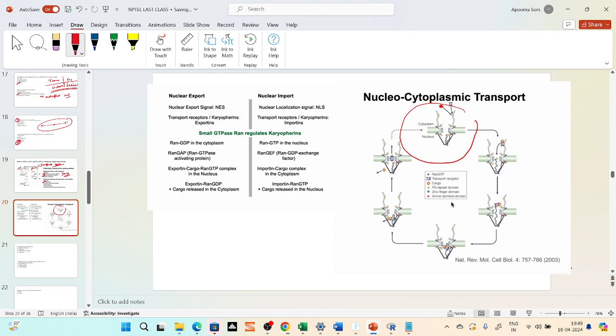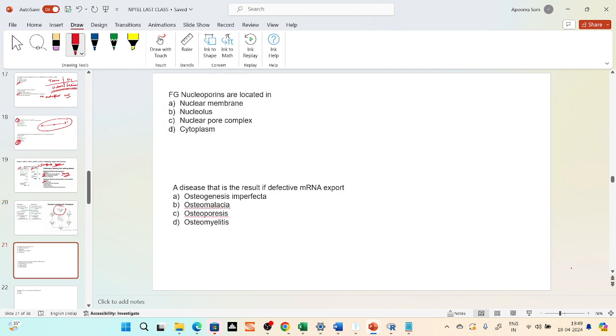That means this FG repeat domain, where is it present? It is present in the nuclear pore complex. So these FG nucleoproteins are present in the nuclear pore complex. Then, a disease that is the result of defective mRNA export. This is an important question. Which disease is the result of defective mRNA transport? Osteogenesis imperfecta. Remember this. We have already dealt with this question, just to revise.